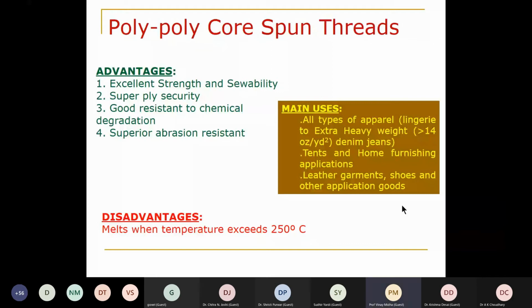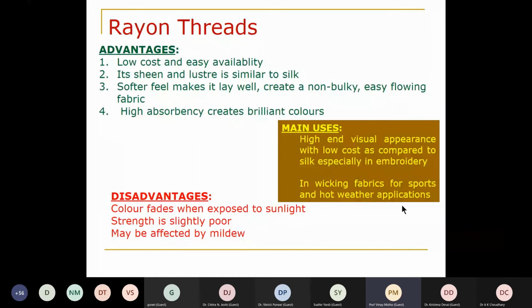Then in certain applications, rayon threads are also used, which give a high-end visual appearance at low cost as compared to silk. Especially in embroidery, we use rayon threads. And in wicking fabrics for sports and hot weather applications also, the rayon threads are preferred.